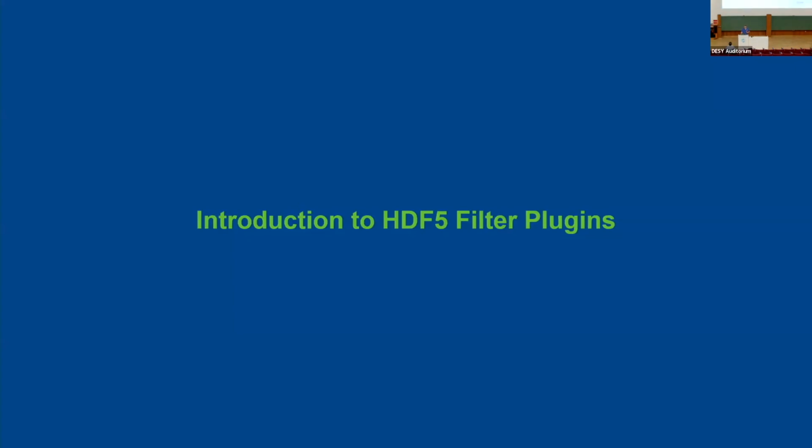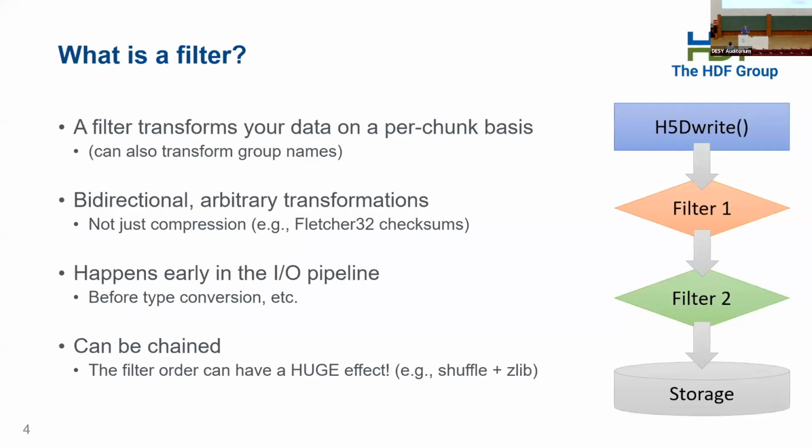So what is a filter? A filter is just something that transforms your data on a per chunk basis, but it can also transform group names. There are two uses for filters. They do bidirectional arbitrary transformations. A lot of people call them compression filters. It's the most common use, but you could do anything.